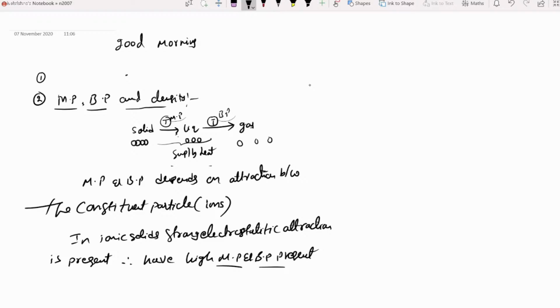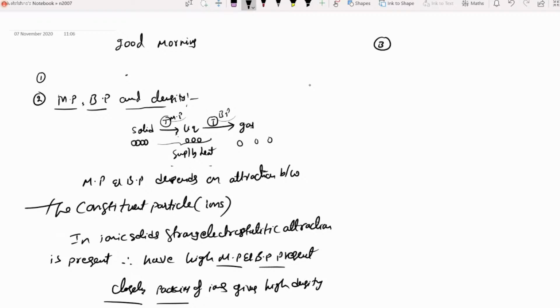And you go for density. Why do they have more density? Because the ions are closely packed. Why are they closely packed? Because of strong attraction, which gives high density. Yes or no? Density is equal to mass by volume. Close packing causes less volume, more density. Third point. I think you understood about the density and melting point.